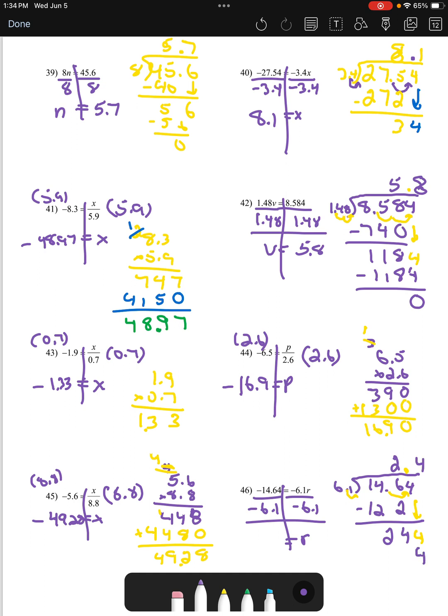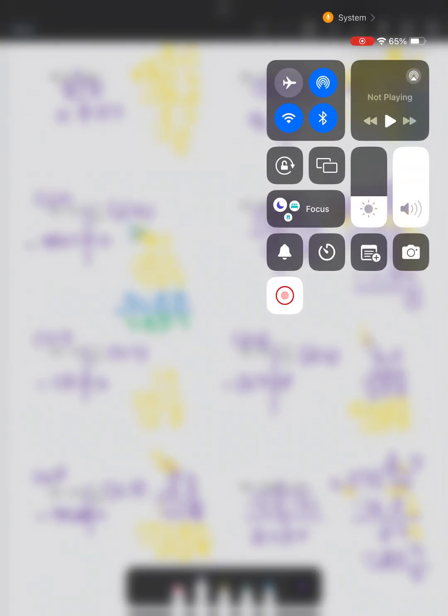And 61 into 244, my instinct says 4. 4 times 1 is 4. 4 times 6 is 24. No remainder. Negative divided by a negative again is positive. So our final solution to the set of notes, r, is equal to 2.4.